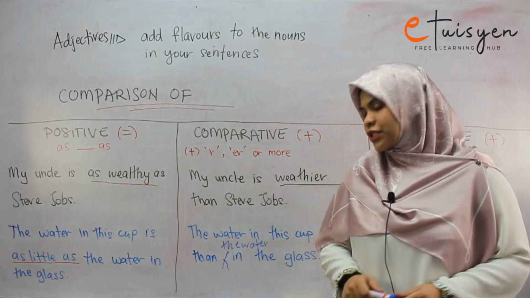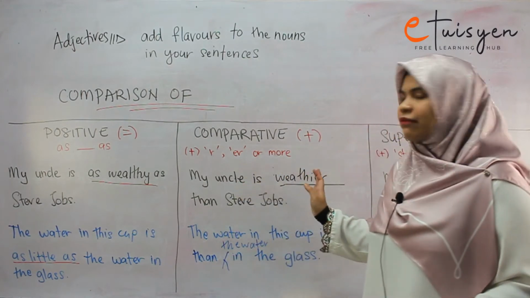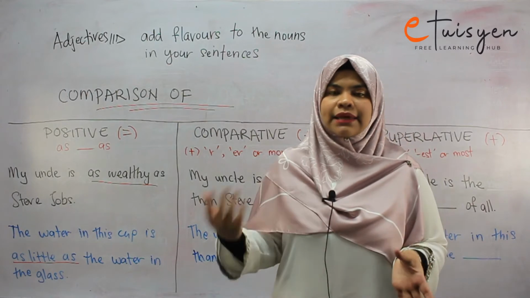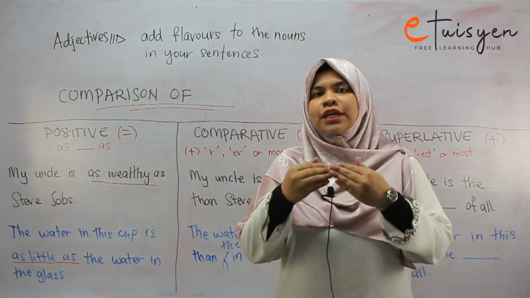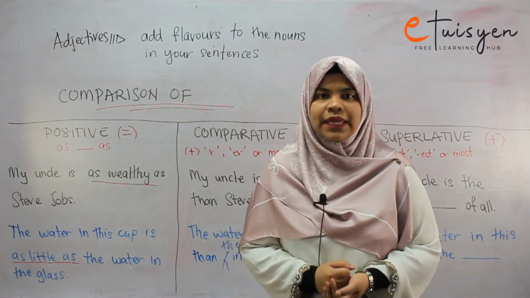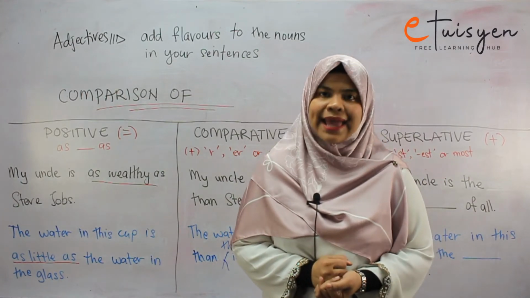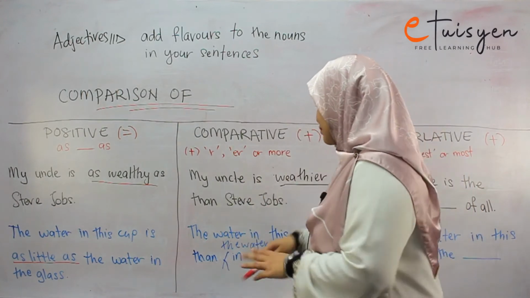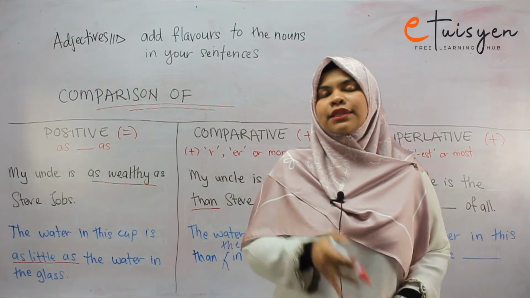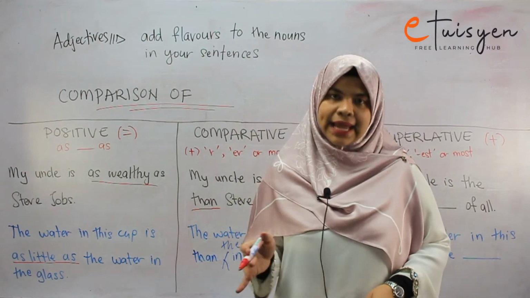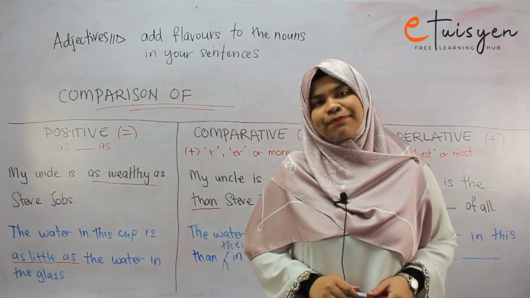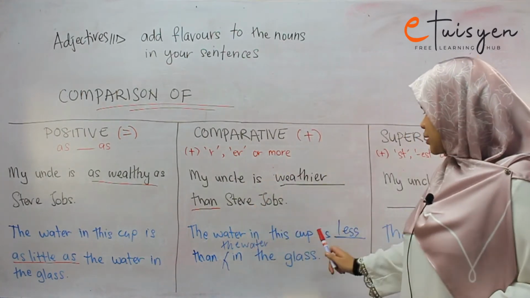Oh, I forgot to mention. Because this is comparative, when you're trying to compare two items, and one is at a higher level than the other, make sure you have this one word, which is T-H-A-N. This indicates that you're trying to compare one item to another, one noun to another. Okay, if it's not there, it doesn't look like you're trying to compare something. Okay, alright. So, this one is less.